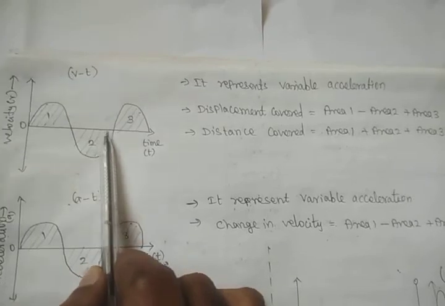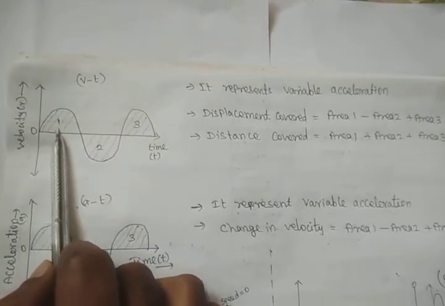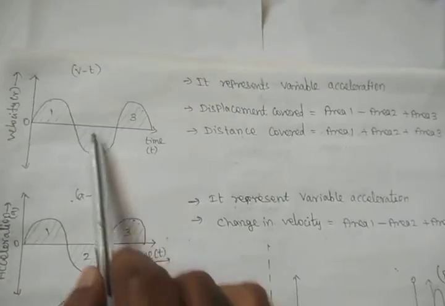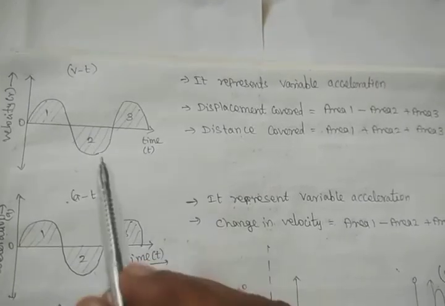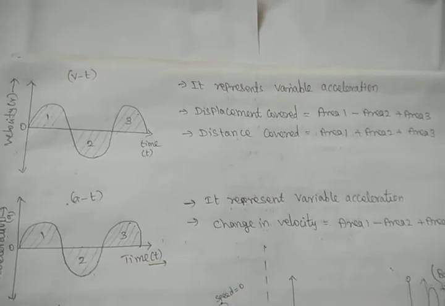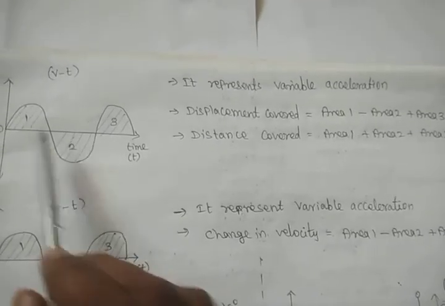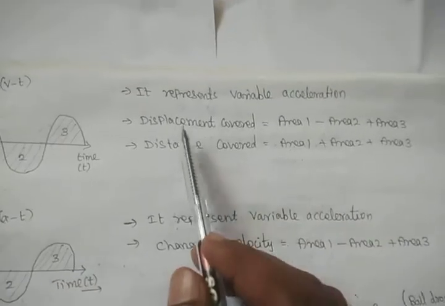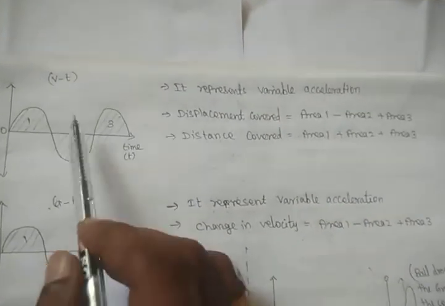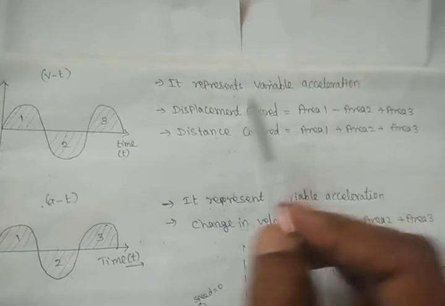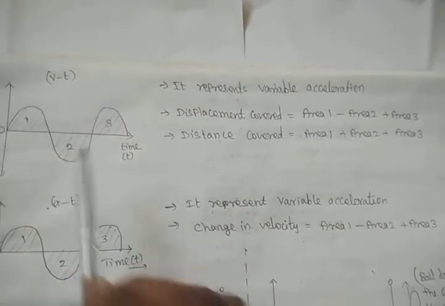In this graph what will happen? It will return back to the origin. After that what will happen? Again it will move forward. So that only it will represent here. So we can calculate only the shortest distance between the initial and final point as displacement. So we have to subtract area 2 from areas 1 and 3 in order to calculate the displacement covered by an object in this curve. So this curve is a variable acceleration curve. For calculating the displacement, add areas 1 and 3 and subtract area 2.